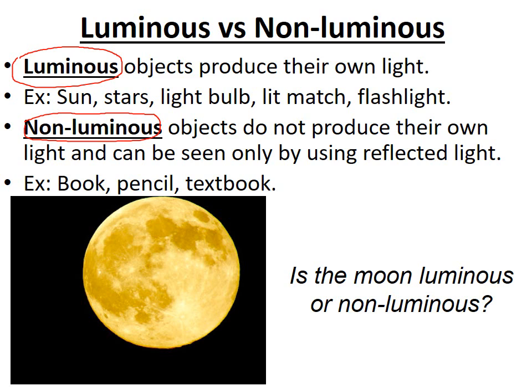So for example, a book doesn't glow or produce its own light. And the only way you can really see it is if you turn on the light and light from a light bulb shines onto it and then reflects into your eyes and your brain registers it as a book.